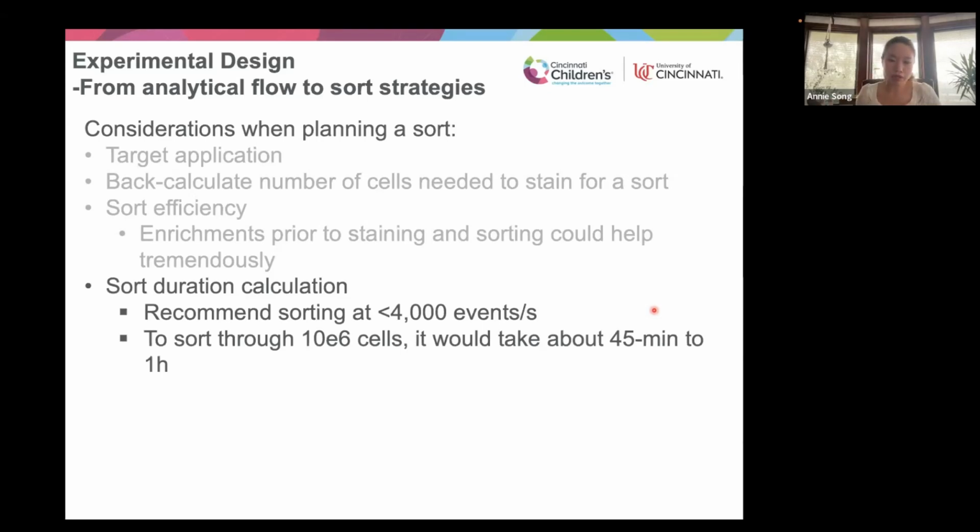Usually I would say you want to sort at less than 4,000 events per second. Sorting 10 million cells would then take about 45 minutes to an hour. Of course, you have to account for the setup as well. So that's how I typically consider experimental design when designing a sort experiment for downstream NGS or culture experiments.